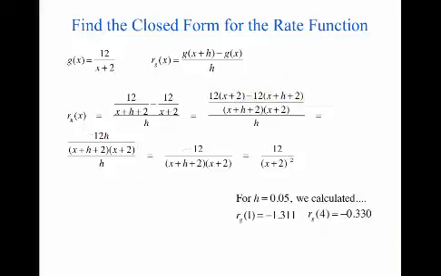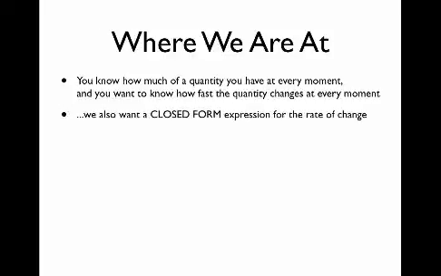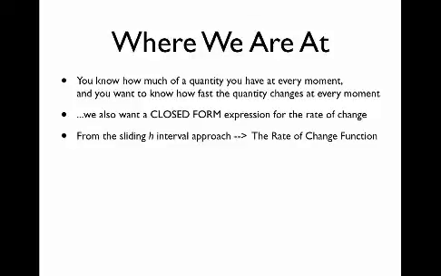Okay, so let's regroup. Here's where we are. You know how much of a quantity you have at every moment. You want to know how fast that quantity changes at every moment. We also want a closed form expression for the rate of change. We just saw how powerful that is, right? We can get rates of change really, really fast. Closed form expressions give us lots of results quickly. We got this from that sliding h interval approach. We got that rate of change function that can give us these closed forms. That was from our second approach at the reverse process using the sliding h interval.